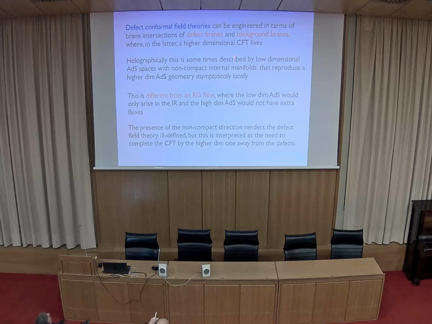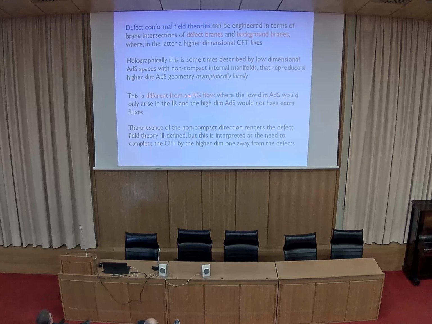We say that this AdS geometry arises asymptotically locally when we send this coordinate to infinity, because it contains extra fluxes associated to the defect branes. These fluxes don't disappear in this limit, but they contribute in a subleading way to the equations of motion.